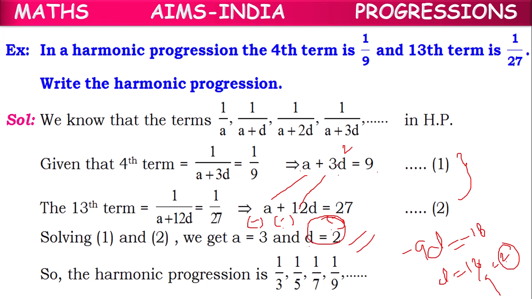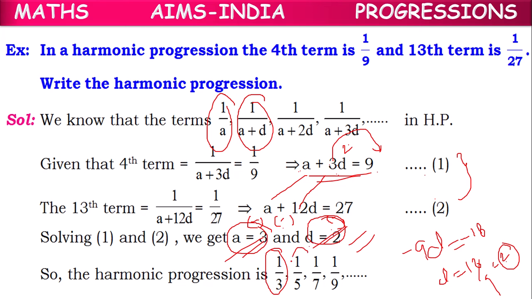If we keep d value 2 in the first equation, a plus 3 into 2, 6. 6 goes to that side, so 9 minus 6 equals 3. The a value will come as 3. So after solving 1 and 2, we get a as 3 and d as 2. So now the harmonic progression is 1 by a, which means 1 by 3. Next, 1 by a plus d, 1 by 3 plus 2, 1 by 5. 1 by a plus 2d, 1 by 3 plus 2 into 2, 1 by 7, 1 by 9 and so on. We will get the HP.